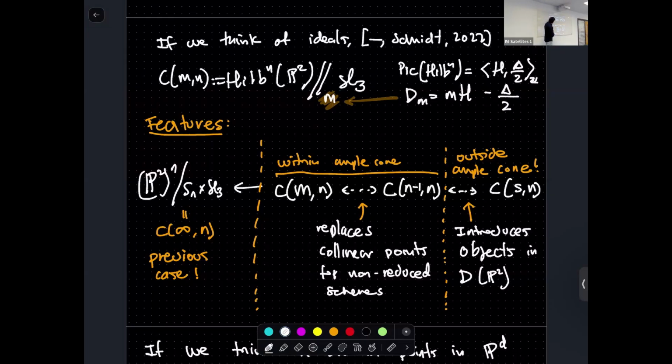However, notice that for different m's, you can change this m, which is this parameter. For different m's, you are moving inside the ample cone of this variety, because you're moving the parameterization. And what it does is that inside here you have a locus with collinear points, and the different schemes kind of don't like them.